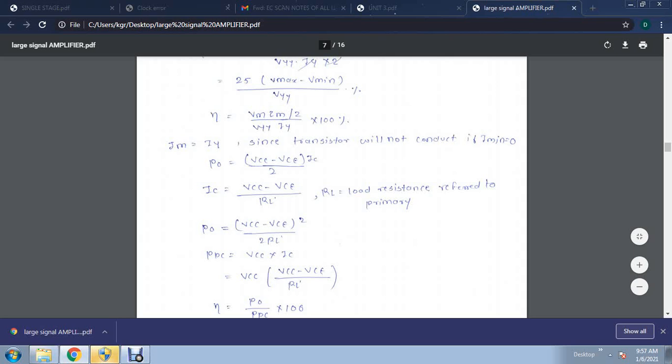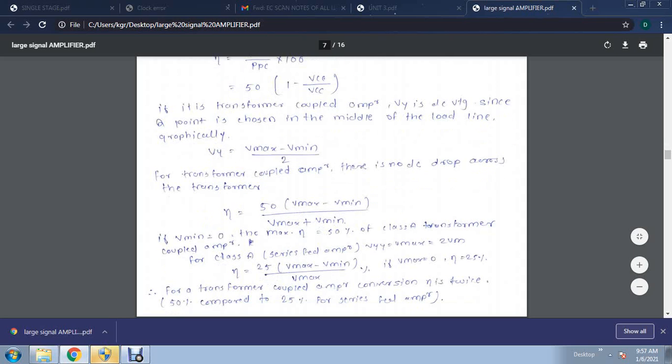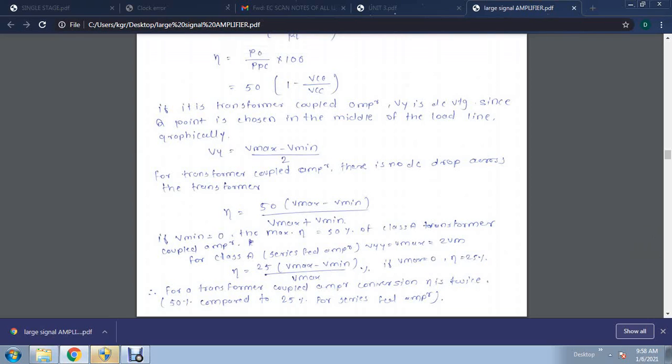Now efficiency is nothing but, as we already discussed, the ratio of output by input. Let us take 50 into (1 minus VCE by VCC), Vy equal to (Vmax minus Vmin) by 2. Finally, efficiency is equal to 50 into (Vmax minus Vmin) by (Vmax plus Vmin). Now the efficiency of the class A power amplifier series-fed we discussed as 25 into (Vmax minus Vmin) by Vmax.